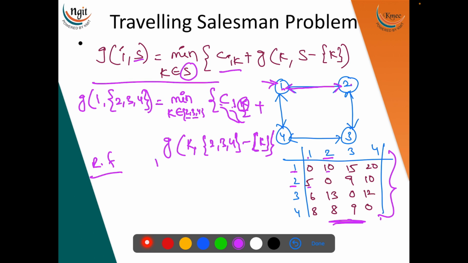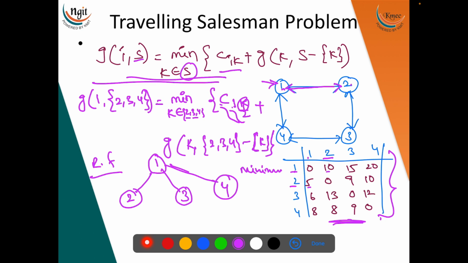Now how it will look: he is at one city, he can move to 2, he can move to 3, or he can move to 4. Depending upon what he decides, whether he goes to 2 or 3 or 4, depending upon the minimum cost. As far as the minimum cost formula is considered, it is a recursive call, right? So that means here the formula is 1 to 2: C12 plus G of 2 comma leftover vertices 3 comma 4.